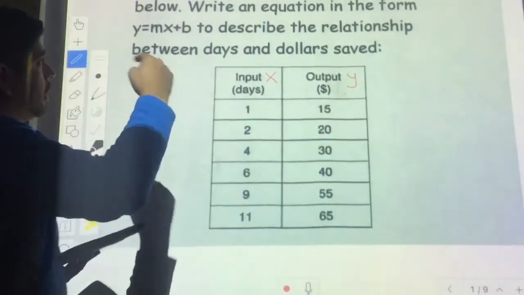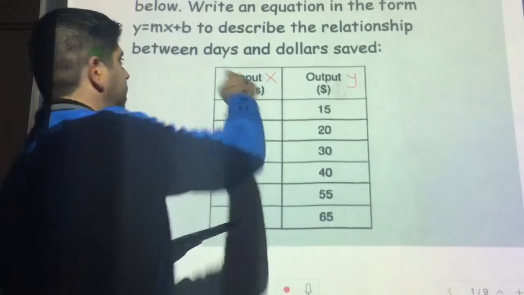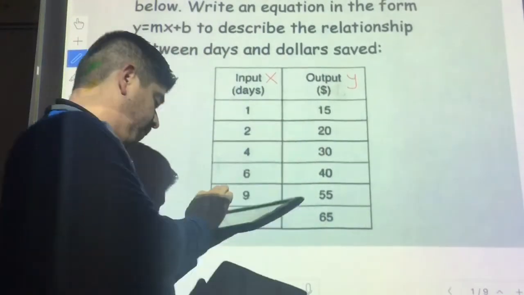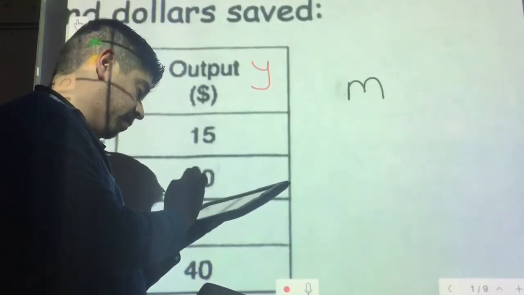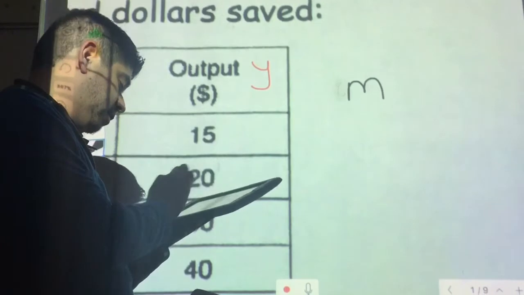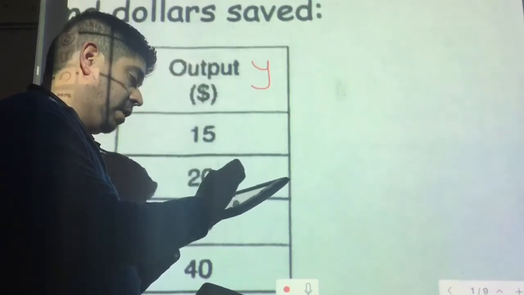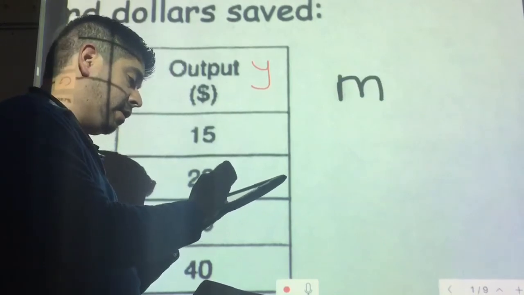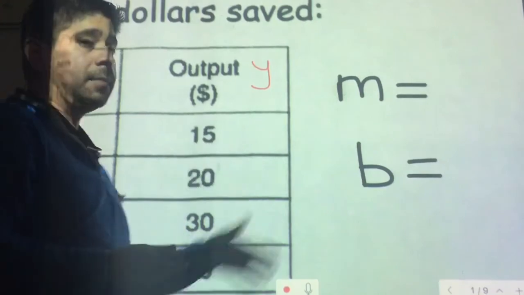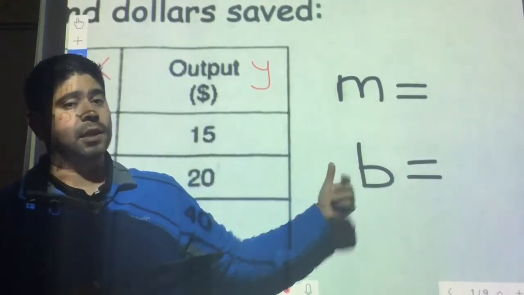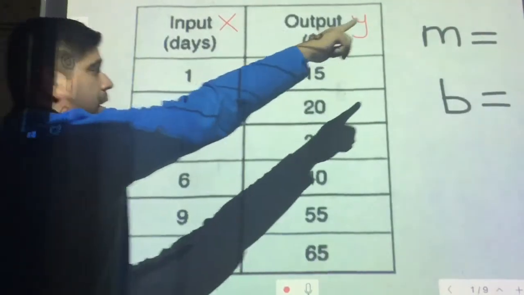So remember to write an equation in this form, y equals mx plus b, then I'm going to need to find my slope, which is the m. Okay, so I need to find slope. And I also need to find the y-intercept. Remember, m stands for slope, the lowercase b stands for y-intercept. So, I go to my table first, and I'm going to find the slope.